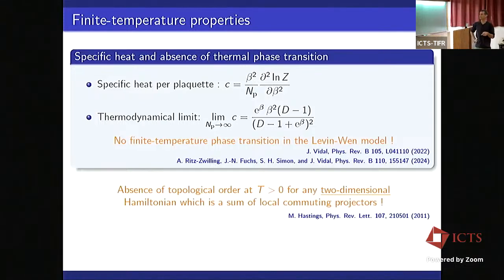mention that this is fully consistent with the famous theorem proved by Matthew Hastings a couple of years ago, which tells you that if you have a Hamiltonian which is a sum of local commuting projectors in 2 dimensions, and which is topologically ordered at 0 temperature, in the thermodynamical limit this topological order will be immediately destroyed as soon as you warm up the system.